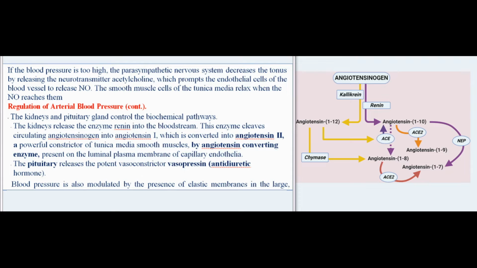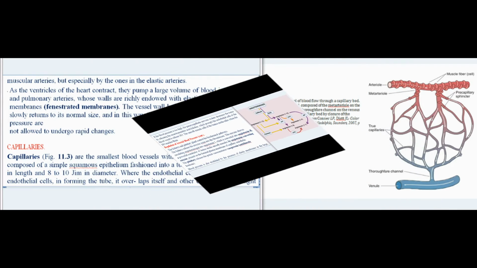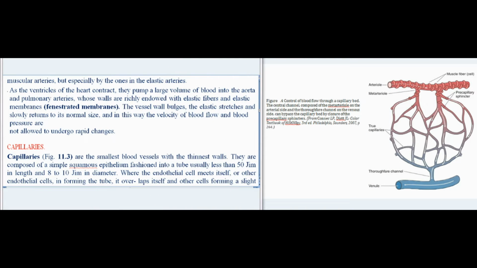Regulation of arterial blood pressure, continued. The kidneys and pituitary gland control the biochemical pathways. The kidneys release the enzyme renin into the bloodstream. This enzyme cleaves circulating angiotensinogen into angiotensin I, which is converted into angiotensin II, a powerful constrictor of tunica media smooth muscles, by angiotensin converting enzyme, present on the luminal plasma membrane of capillary endothelia. The pituitary releases the potent vasoconstrictor vasopressin, antidiuretic hormone.